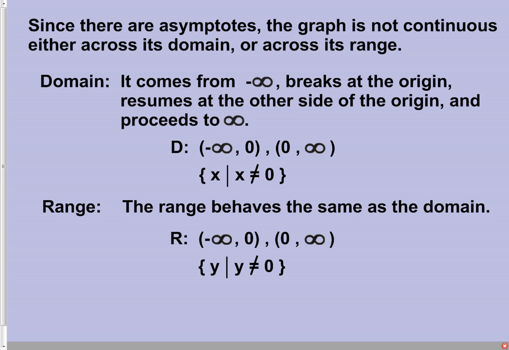The same explanation applies when you're talking about the range. It will come up from negative infinity, it will reach the center, and there will be a break right there. That's why we have that horizontal asymptote, and then the range will continue on the other side of the center off to positive infinity. So you get two different intervals for domain and two different intervals for range when we're dealing with our rational functions.